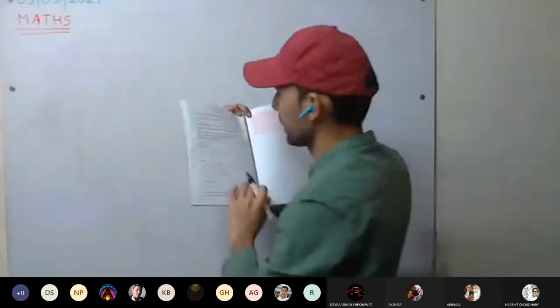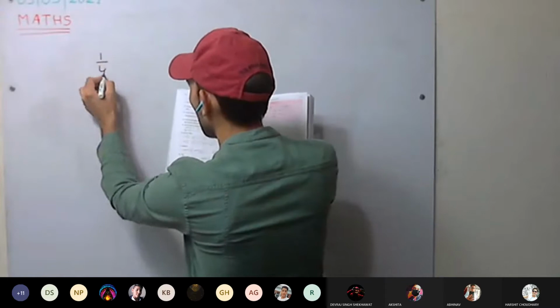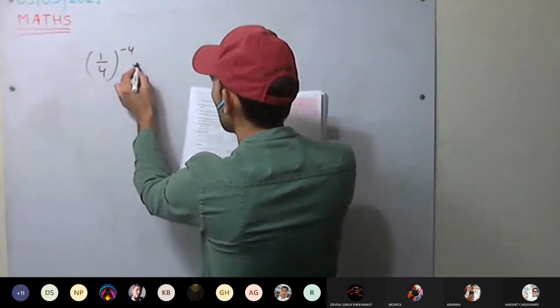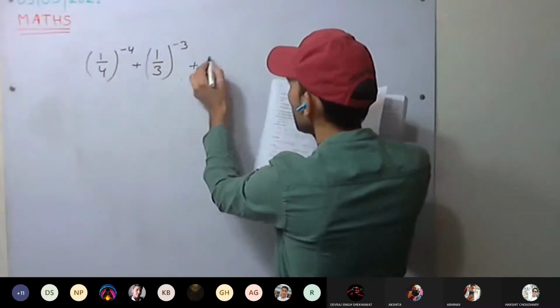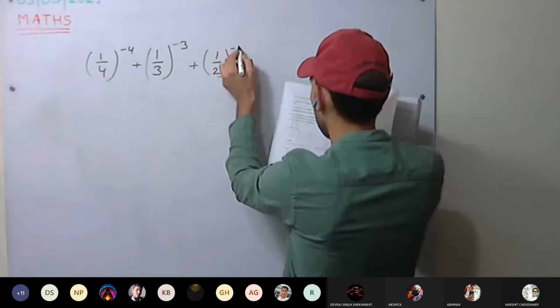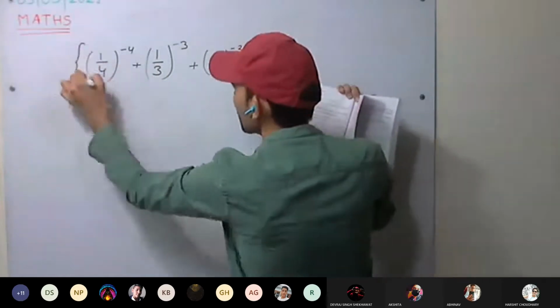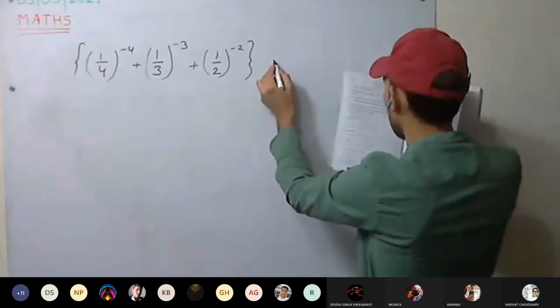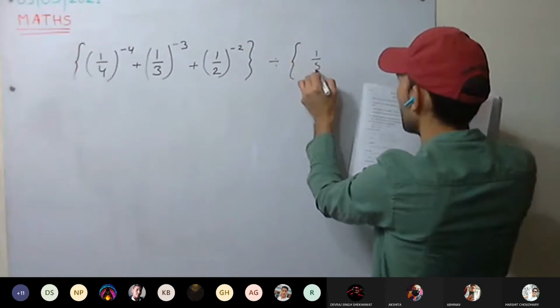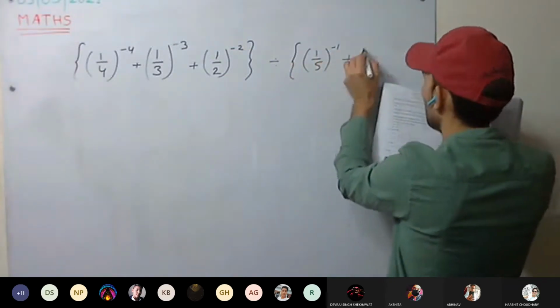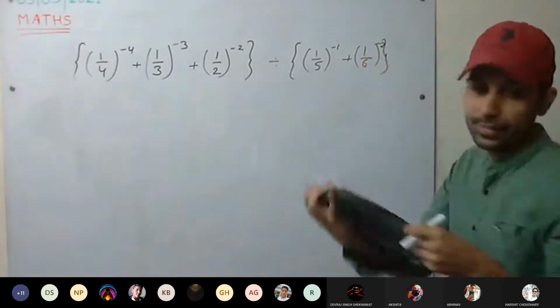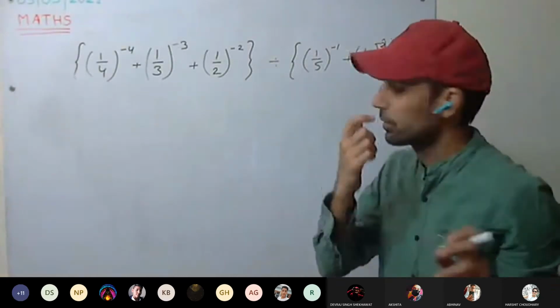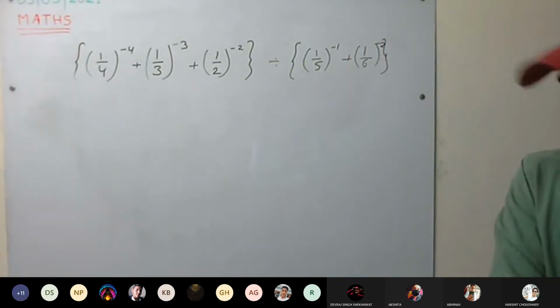Okay, do the sixth second. 1 by 4 raised to power minus 4 plus 1 by 3. Okay, go one by one. Go stepwise. Don't skip the step. It is very easy. These are curly brackets. Okay, divided by... the question looks huge, but it's very easy. So 1 by 4 is 1 minus 4 and 1 by 3 minus 3 minus 2.